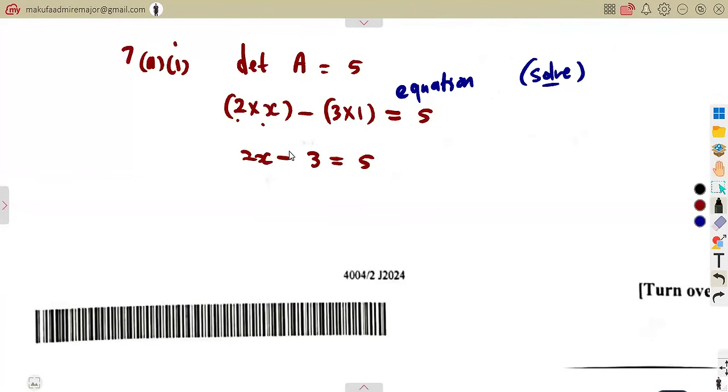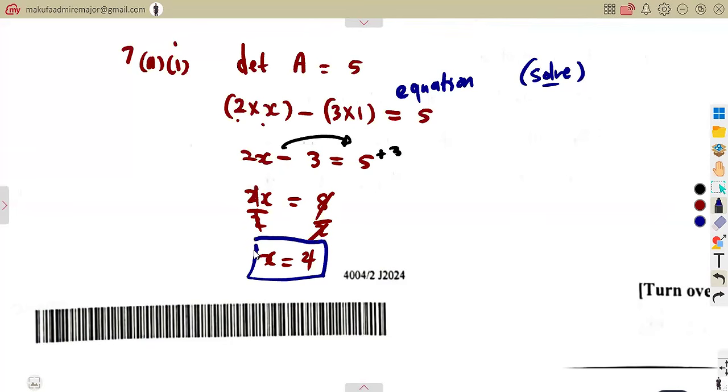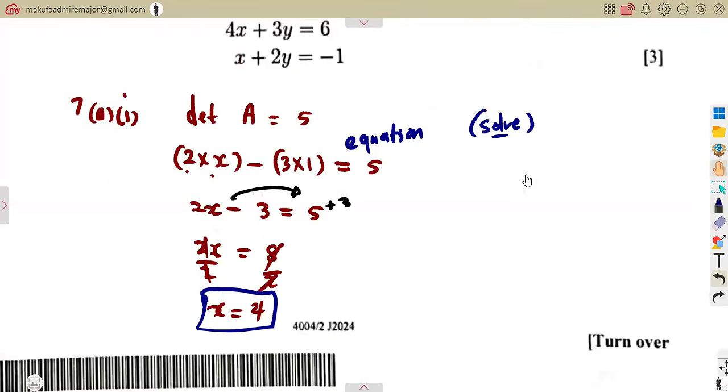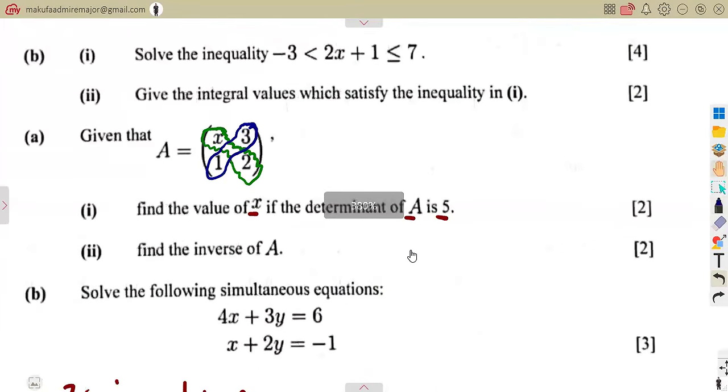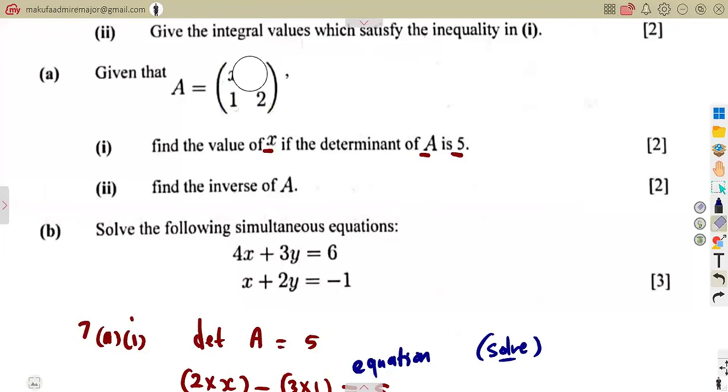I can transpose this, a linear equation, so I can transpose the 3. Negative 3 becomes a positive 3. So 2x is equal to 5 plus 3, which is 8. So that means x will be 8 divided by 2, which is 4. So for this determinant to be 5, our x is supposed to be equal to 4.